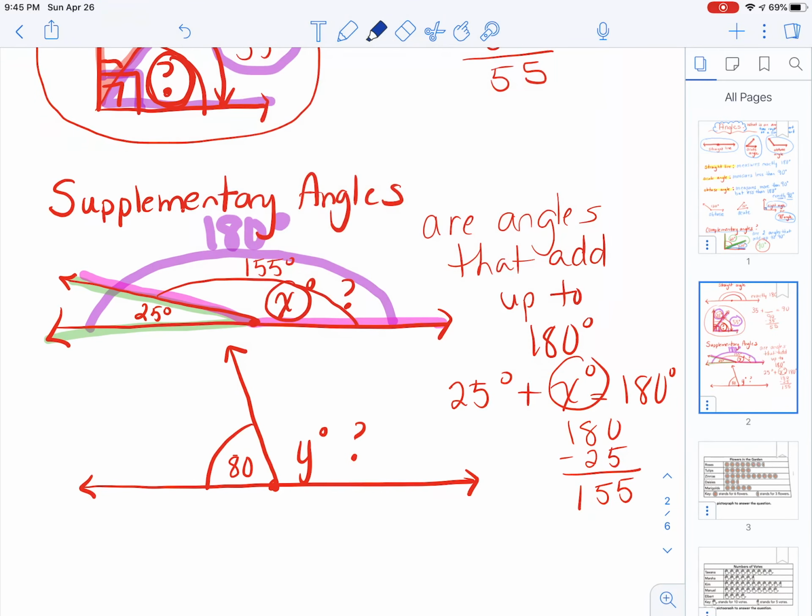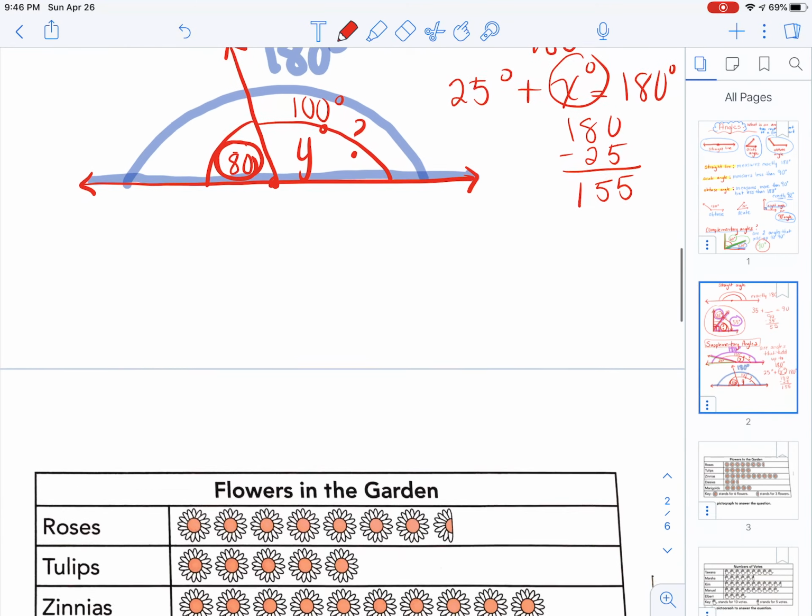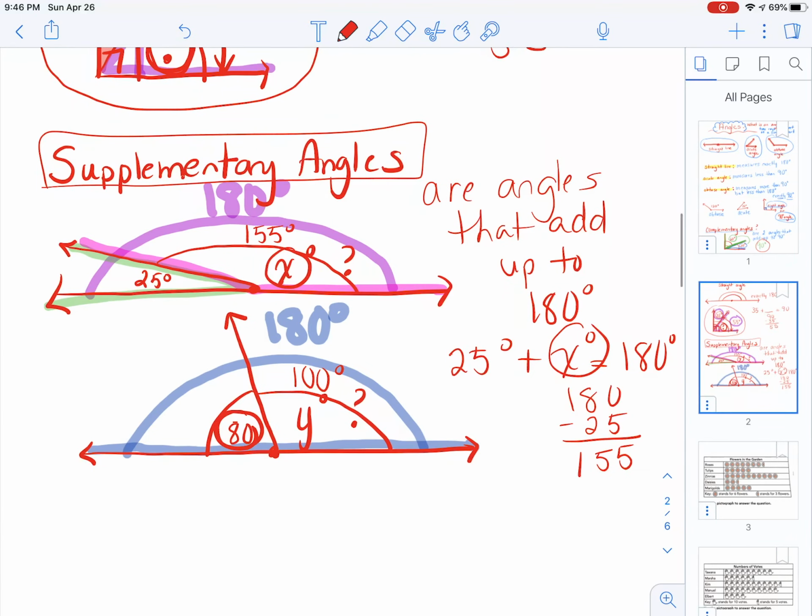If I look at the next angle, I know that this whole line, this whole angle is 180 degrees. If I know that this part is 80, then the Y part has to be 100 degrees. I can do that math in my head because 100 plus 80 gives me 180 degrees. So supplementary angles are angles that add up to equal 180 degrees.